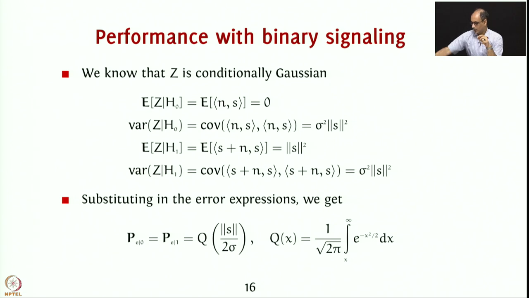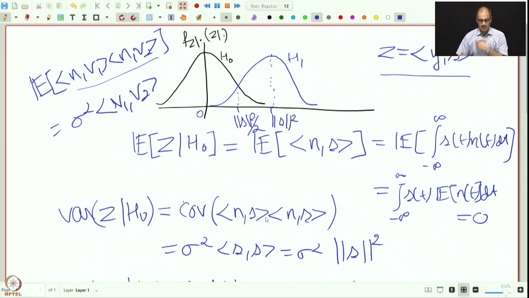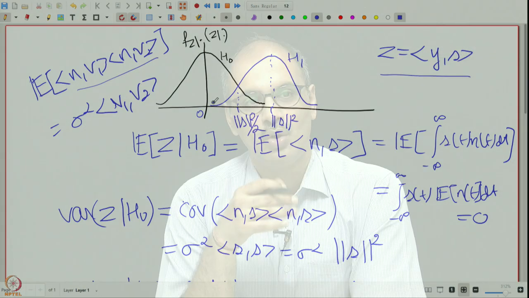Why? It could so happen that under hypothesis H0, let's say 0 was sent, noise can carry you through to the right side of norm S square by 2. In a similar fashion, 1 was sent and there may be a high negative realization of noise that carries you to the left of norm S square by 2. Under both these hypotheses, there is a chance that you may end up making an incorrect decision. These incorrect decisions are what we call errors or symbol errors. So what we want to find out is, in this scenario, what is the probability of making symbol errors?